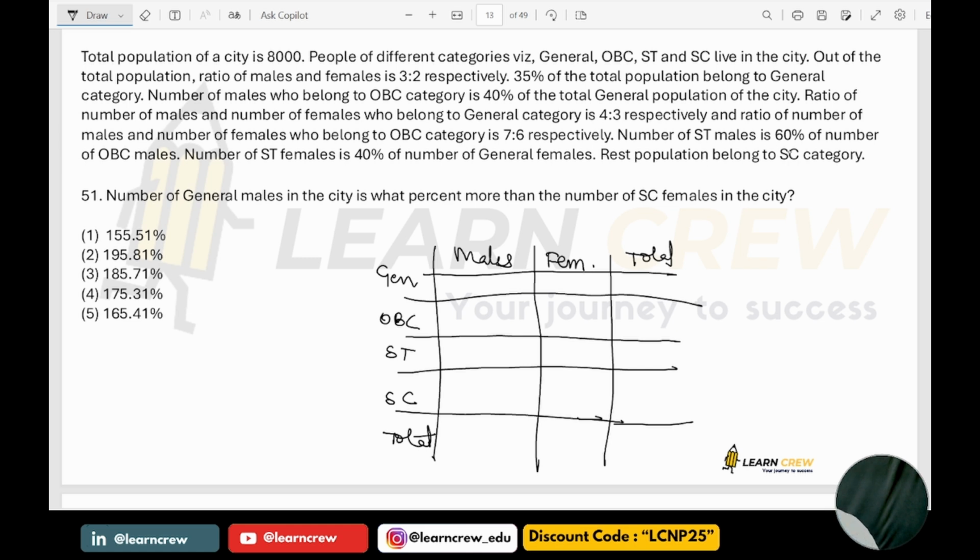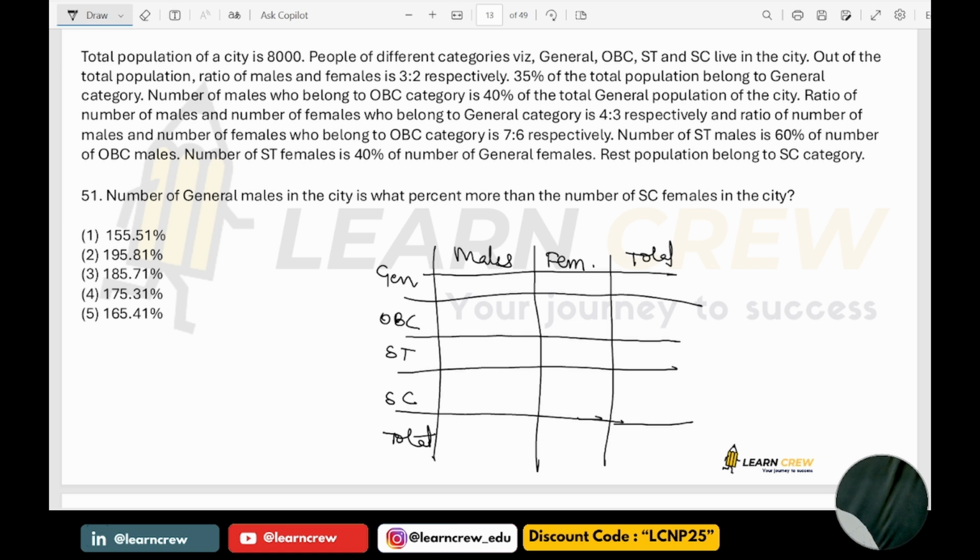The number of ST males is 60% of the number of OBC males. The number of ST females is 40% of the number of general females. The rest of the population belongs to the SC category.